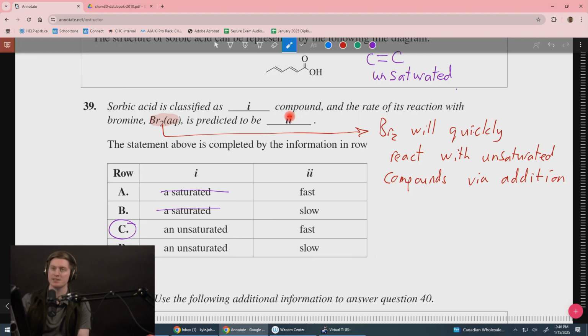Another way that they might ask this question is if you mixed this compound with a solution of bromine, what would the final color of the solution be? And then instead of saying fast in this compound, you would say it's going to be a clear solution, not an orange solution, because the bromine will have all reacted with the unsaturated compound.